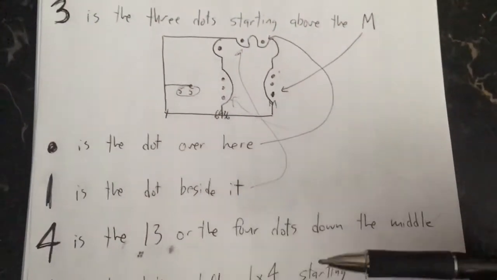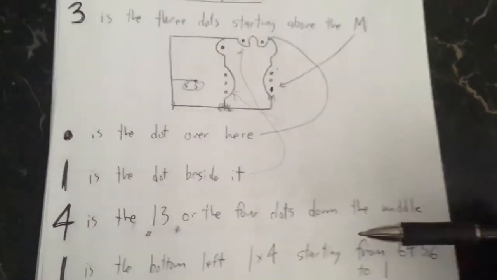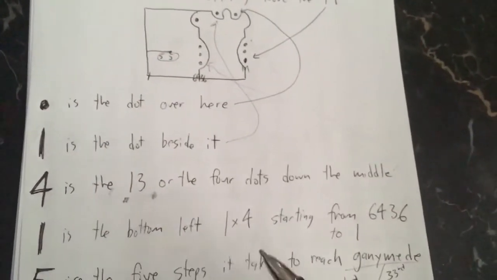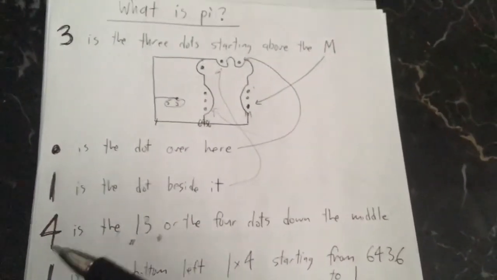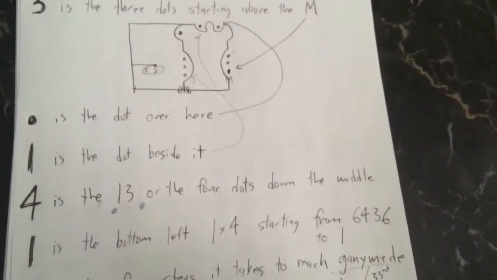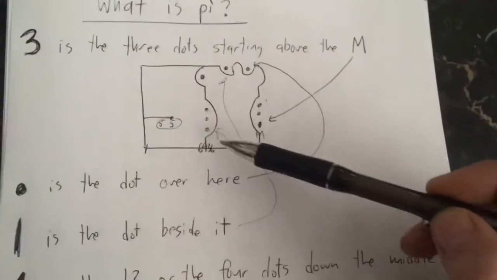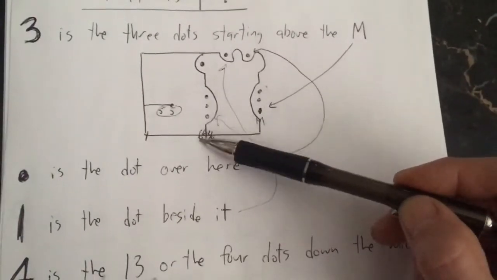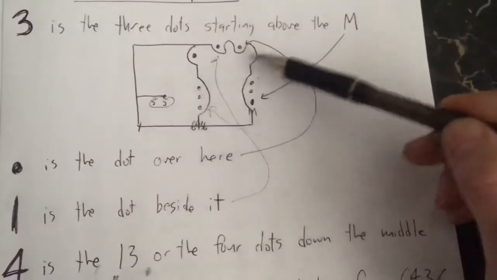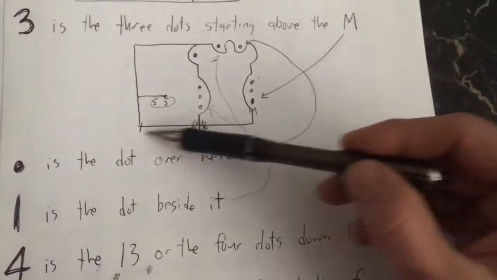Now these 4, or 13. 4 is 13 of the 4 dots down the middle, okay? The 1 is the bottom left 1 by 4. Now we just figured out a few stuff, 4 things, let's say. Starting from 64, 36 to 1. So, in order to encompass this, we got to finish this off. We didn't account for some stuff here and whatnot. So, this right here is the 1.